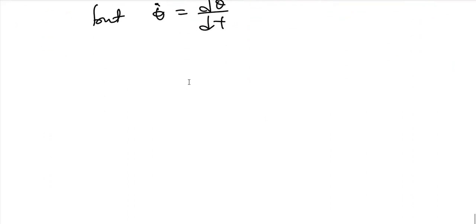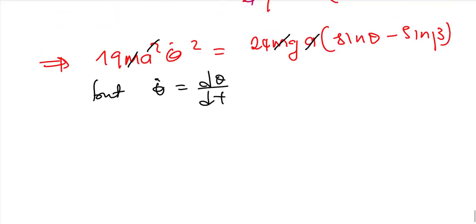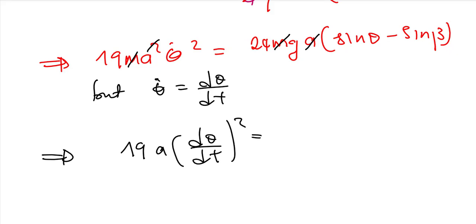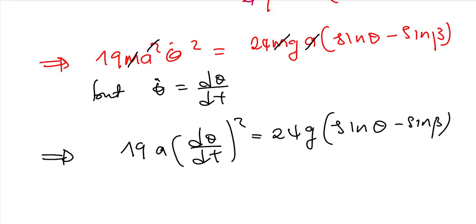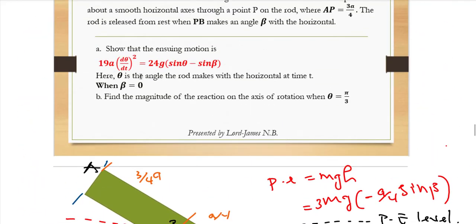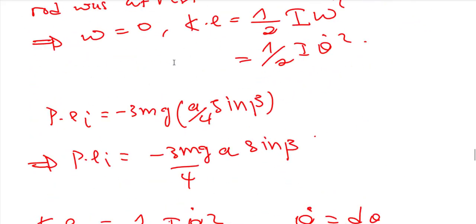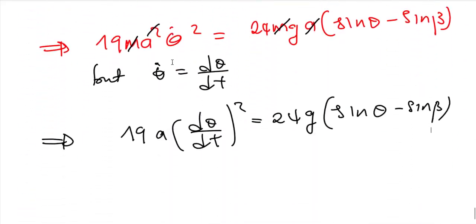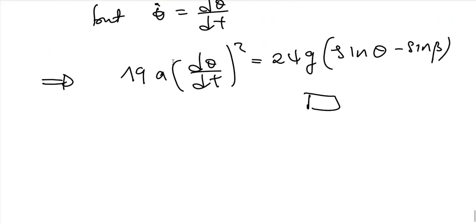Now this means that we have 19a times d theta on dt, all of that squared, is equal to 24g into sine theta minus sine beta. So let's verify if they are the same. We have this, which is actually it, so as required. So that's the first part of the question.